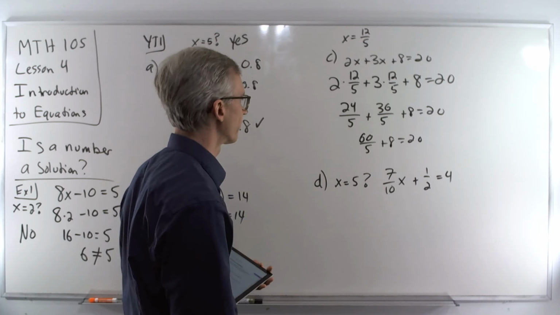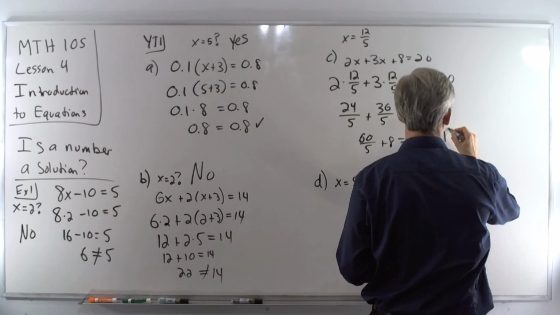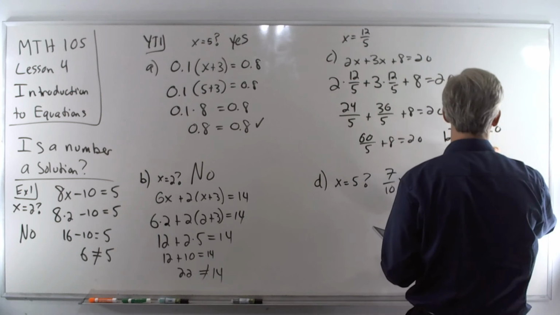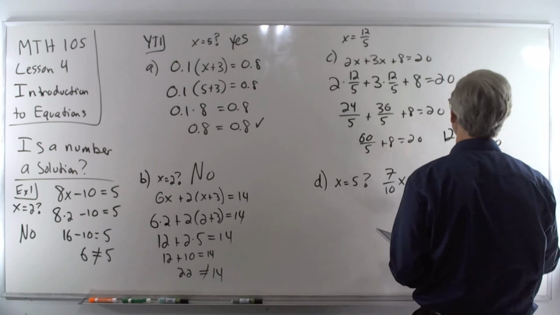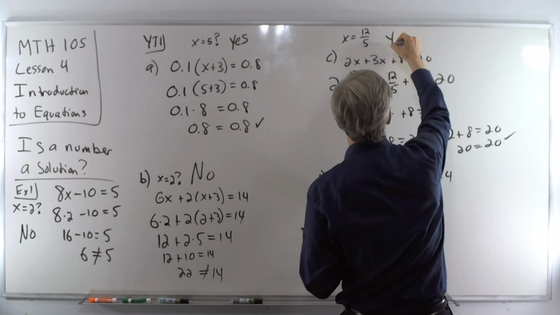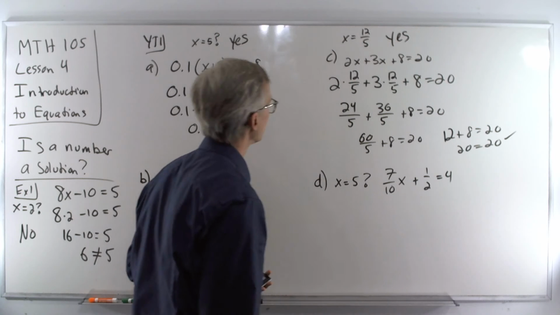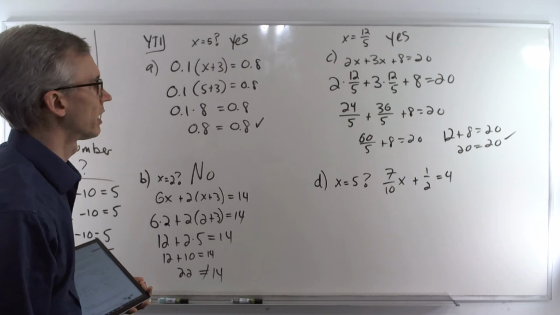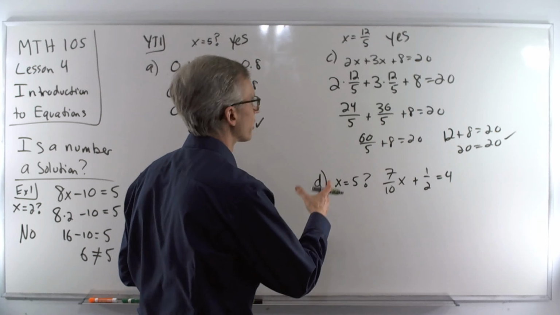And 60 divided by 5 is 12. So that gives us 12 plus 8 equals 20. So both sides are equal at 20. So yes, 12 fifths is a solution. So just make sure you can operate with fractions. You can do all this in your calculator.